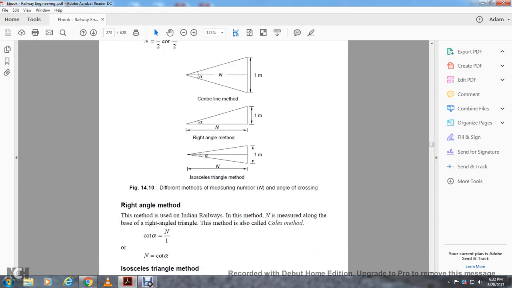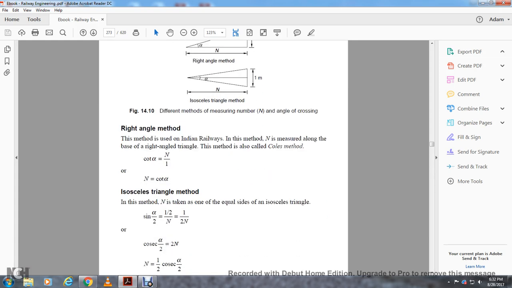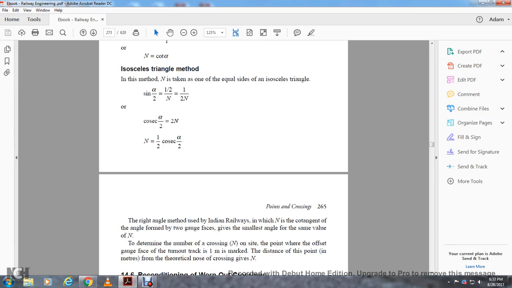The right angle method is the method of Indian Railways, where n is measured at the base of the right angle. This is called the Coles method, where the cotangent of A is equal to n over 1, or n is equal to the cotangent of A. In the isosceles triangle method, n is taken along the equal side of the isosceles triangle. The sine of A over 2 is equal to 1/2 over n, or n is 1 divided by 2 sine of A/2. The cosecant of A over 2 is equal to 2n, so n is equal to 1/2 of the cosecant of A over 2.